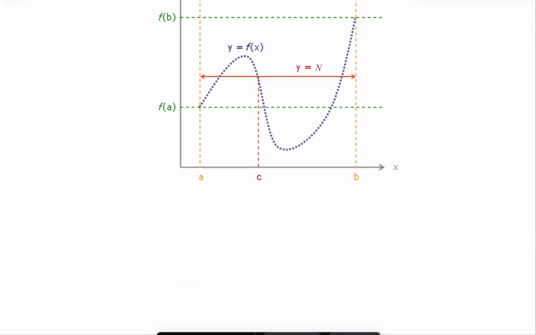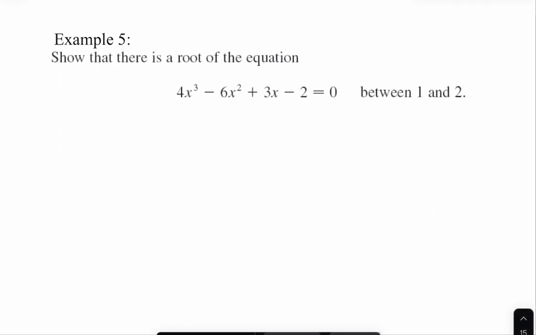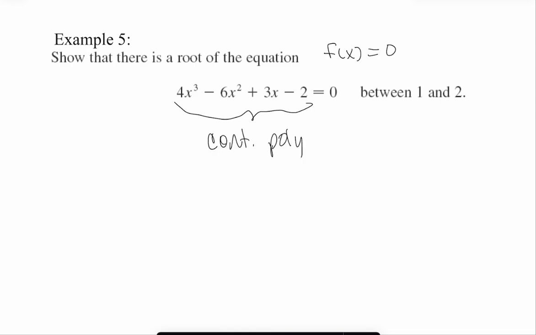Okay, let me show you where it's helpful. It says, show that there is a root of the equation between 1 and 2. Remember, the root of an equation is where the function is equal to 0. So we're just saying there's a 0 somewhere between 1 and 2. Well, this is what's so nice. This is a continuous polynomial, and polynomials are great. So if we call our polynomial f of x, it's 4x cubed minus 6x squared plus 3x minus 2.